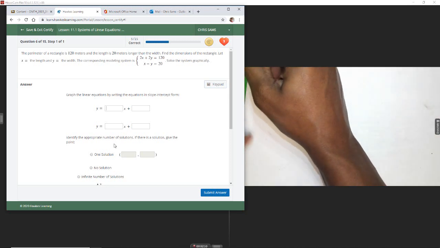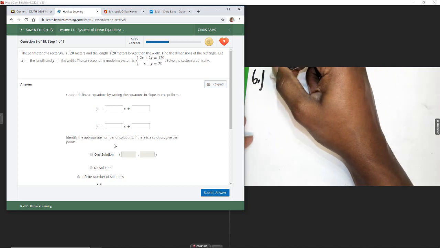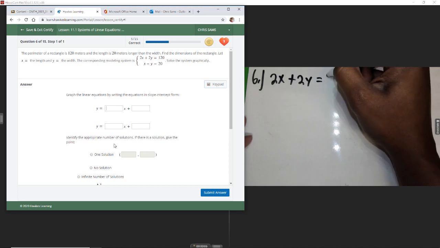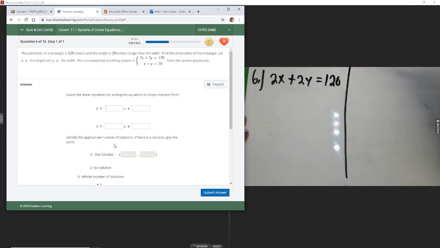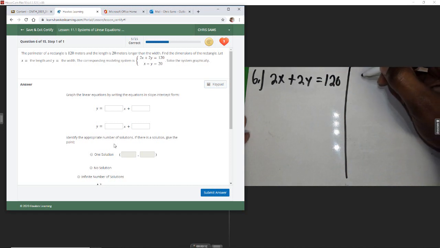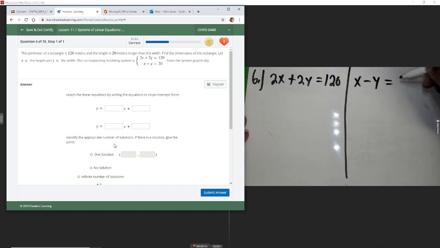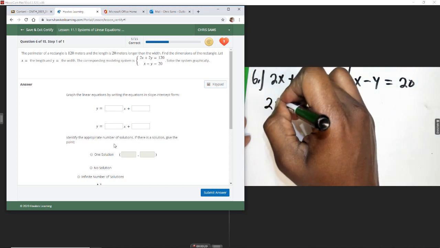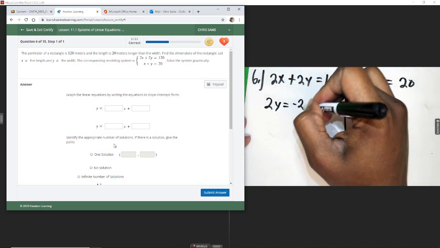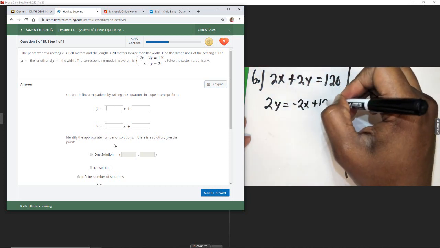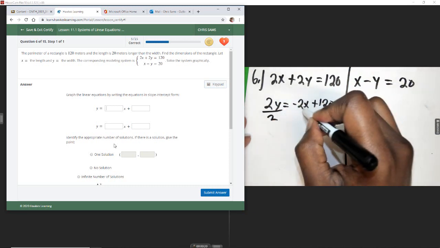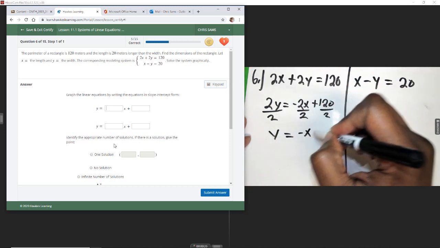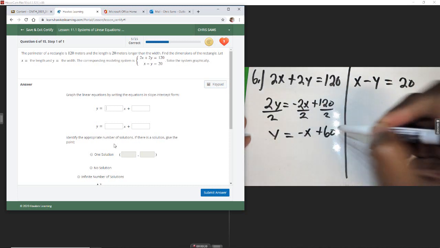Okay, so number 6, we have 2x plus 2y equals 120. And then x minus y equals 20. Move x over. 2y equals -2x plus 120 because it's positive. Divide everything by 2. Y equals -x plus 60.